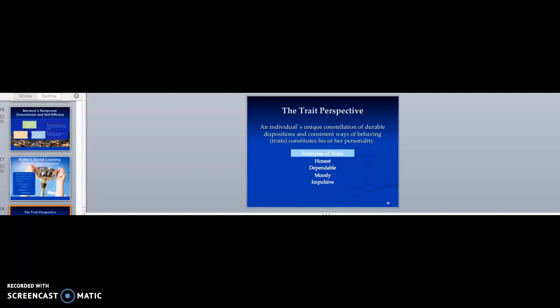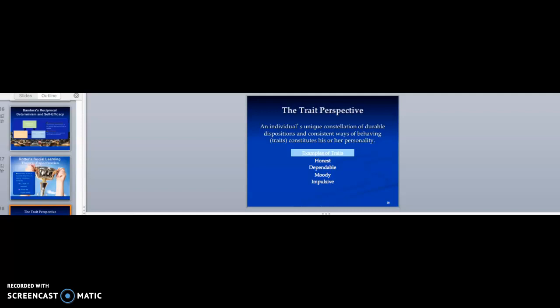So this lecture burst deals with the trait theory of personality, and the trait perspective looks at personality as having dimensions, basically all of our characteristics that are stable over time. And so those traits constitute your personality. An example of those traits might be honest, dependable, moody, impulsive. These are all different kinds of traits that can be seen as a constellation of durable dispositions and consistent ways that we behave that make up traits and constitute our personality.